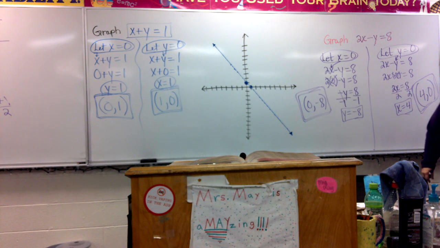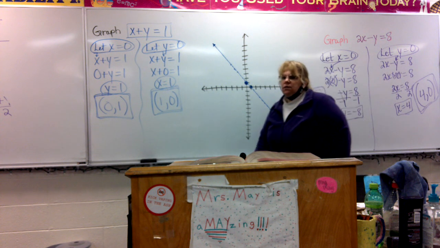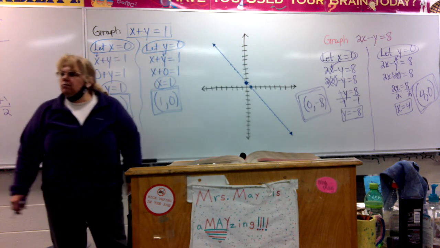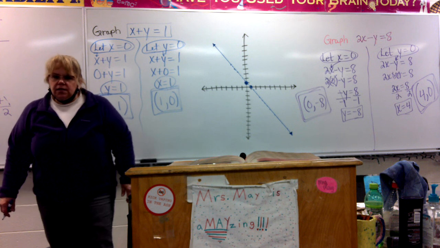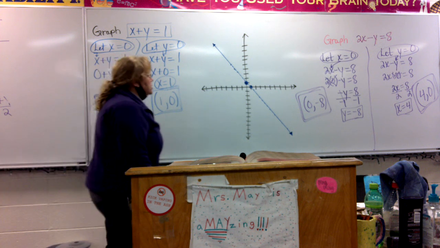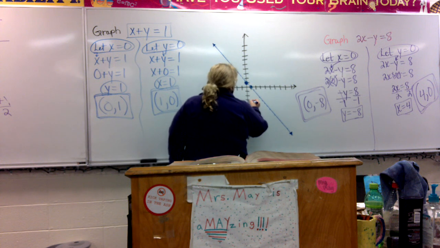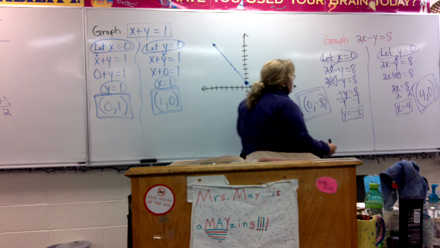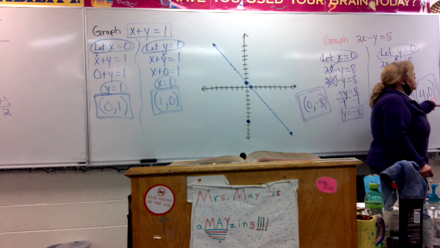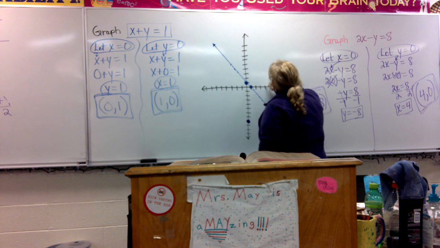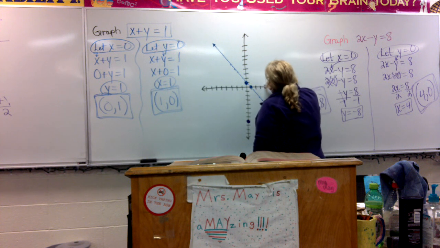What's my ordered pair? X is 4, y is 0. Now you have two ordered pairs, right? Can we plot those and connect them? Plot those and connect. So I have 0 right or left, and 1, 2, 3, 4, 5, 6, 7, 8 down. And then I have 4, 0. I have 4 over and 0 up or down.